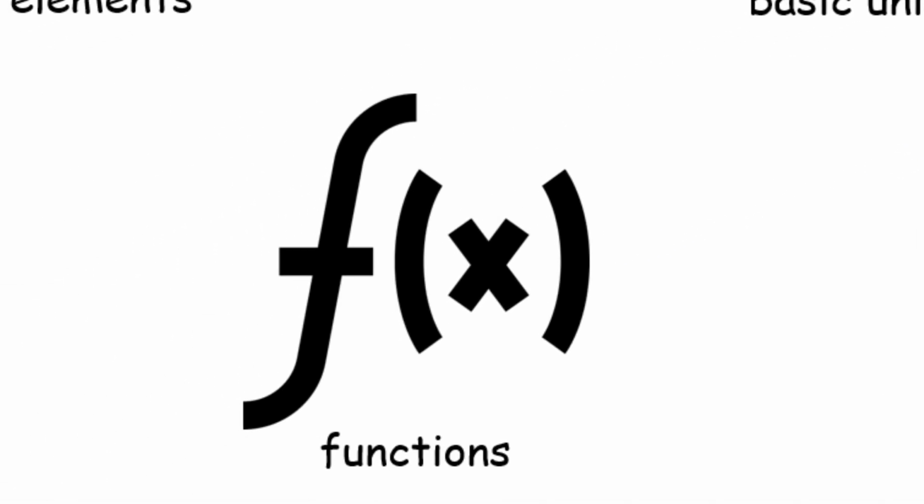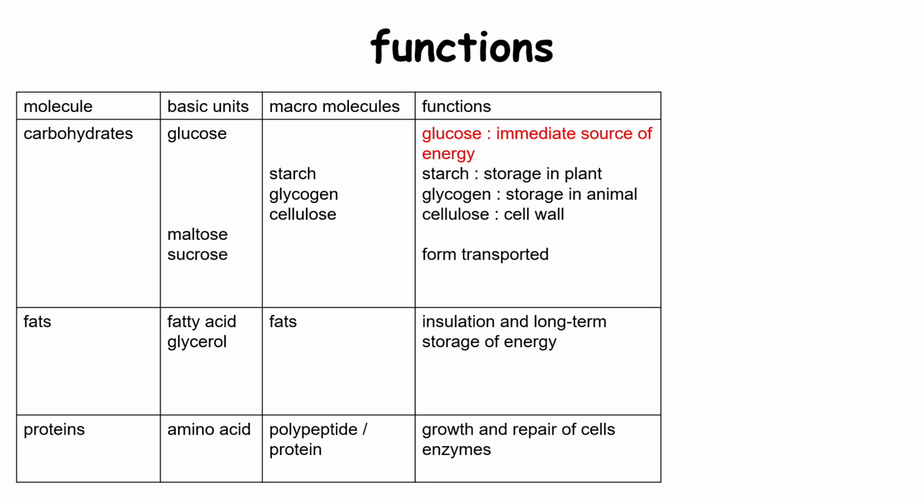Individually, they serve their respective functions. Carbohydrates or glucose are sources of immediate energy, while fats are for energy storage and are important for heat insulation. Proteins function in growth and repair, as well as forming enzymes.